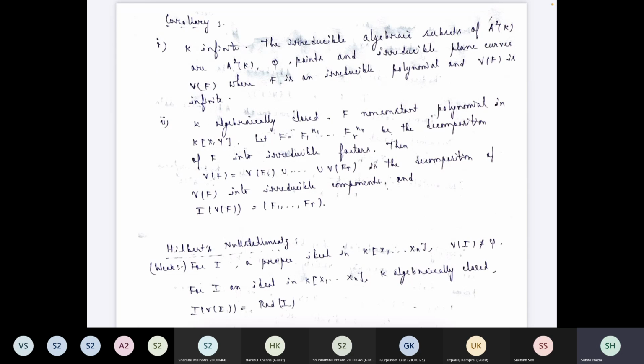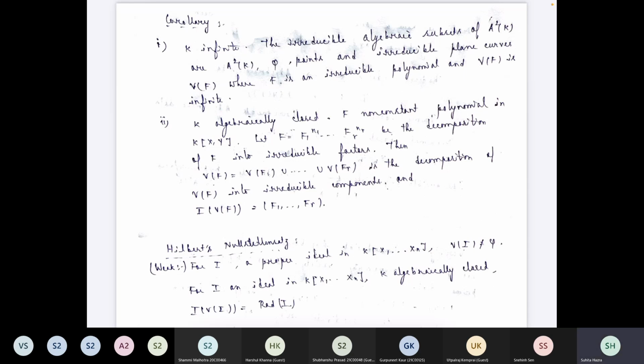Now I have just mentioned the decomposition of any algebraic set into its irreducible components. So how can we compute those irreducible components? Here is the trick: if k is algebraically closed and f is a non-constant polynomial in k[x,y], then f = f1^n1 ... fr^nr is the decomposition of f into irreducible factors. We know that any polynomial can be decomposed as a product of irreducible factors. So clearly V(f) is V(f1) union ... union V(fr). This gives the decomposition of V(f) into irreducible components. And I(V(f)) is nothing but the ideal generated by f1, f2, ..., fr.